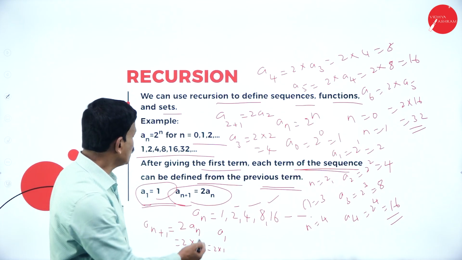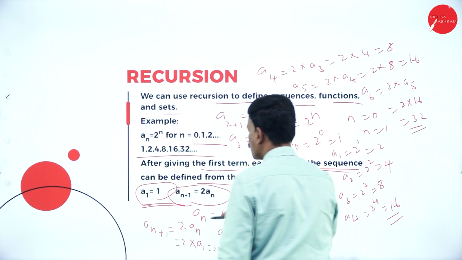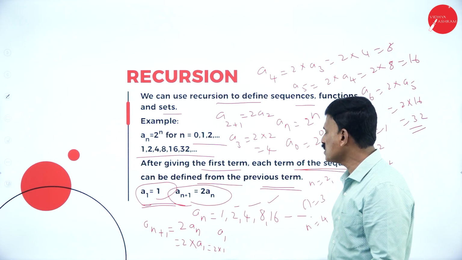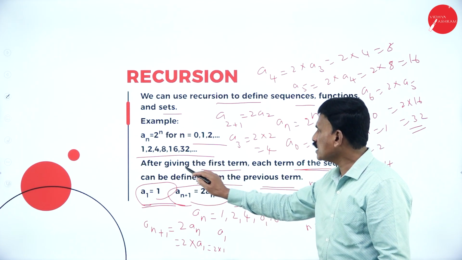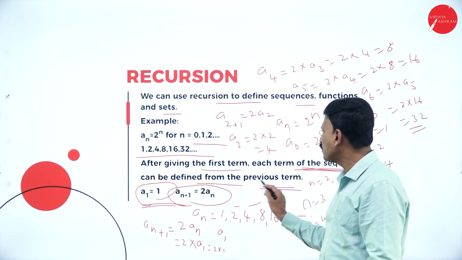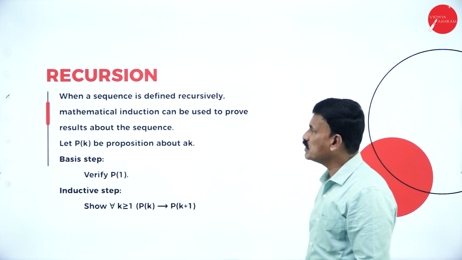Now you have an idea regarding recursion. This is an example of recursion. A1 is equal to 1 and A(n+1) is equal to 2 times An. That means after getting the first term, each term of the sequence can be defined from the previous term. Now, let us take another example.